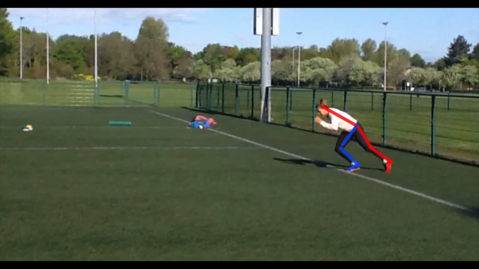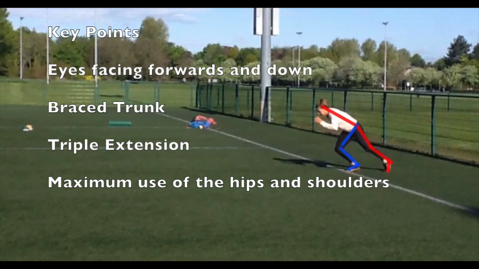Some key points to look at here: look at the head position. It's looking forward and down, not just straight down. From this head position, you can see that she's got a braced trunk. Her upper body is really braced and powerful and strong. We might use the word stiff. Another key point was the triple extension from the back of the leg, and she's getting maximum use of the hips and shoulders throughout this process.